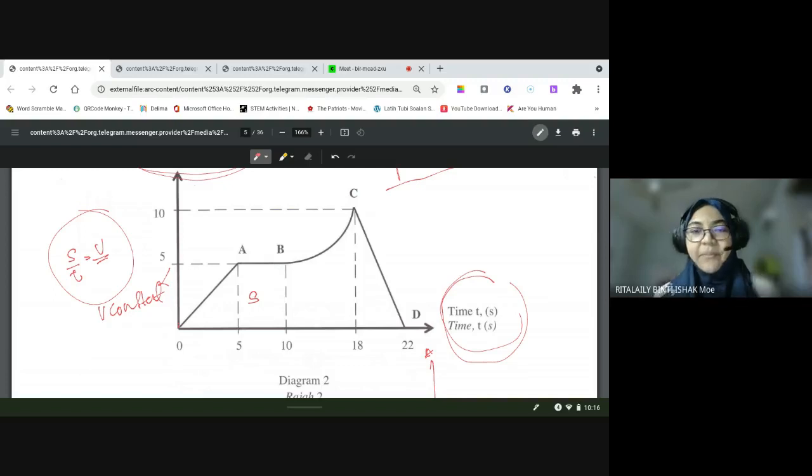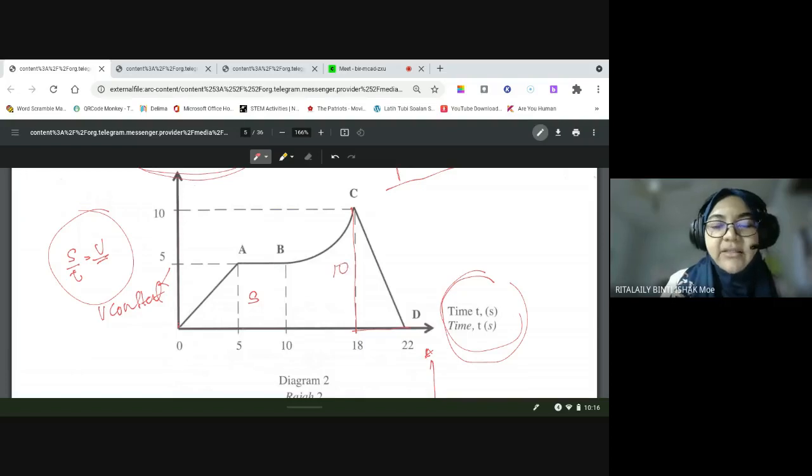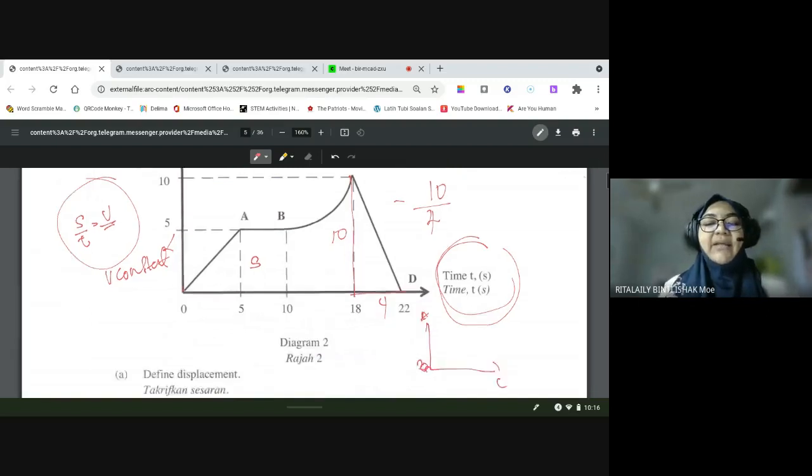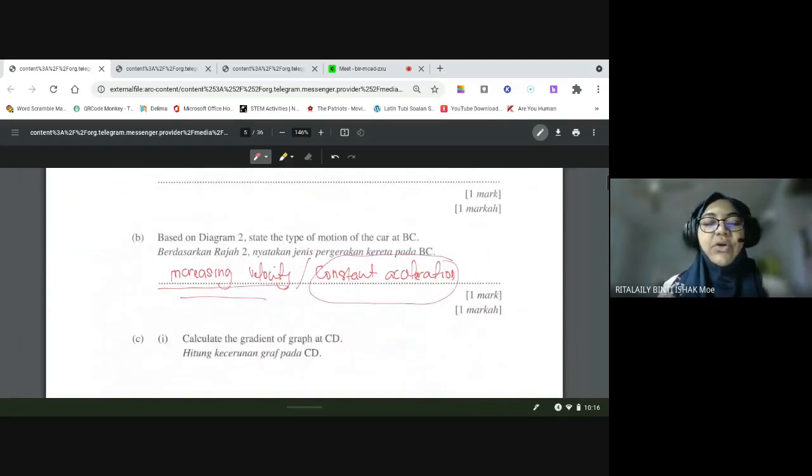Okay, so the gradient, this is 10, this is 4. Okay, so 10 divided by 4. Okay, we must put the negative sign. Okay, sebab dia terbalik kan, dia negative. Okay, so the gradient is, okay, 2 marks.